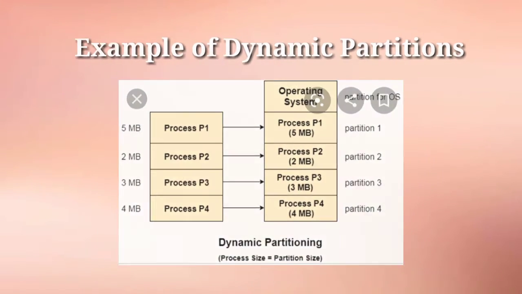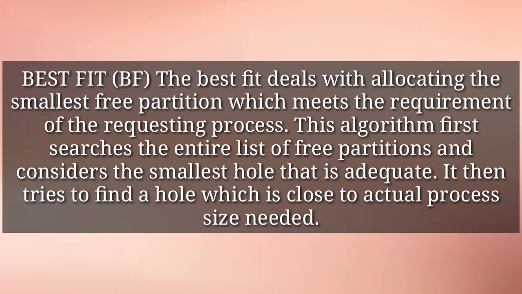Example of dynamic partitions. Best fit, BF. The best fit deals with allocating the smallest free partition which meets the requirement of the requesting process. This algorithm first searches the entire list of free partitions and considers the smallest hole that is adequate. It then tries to find a hole which is close to the actual process size needed.